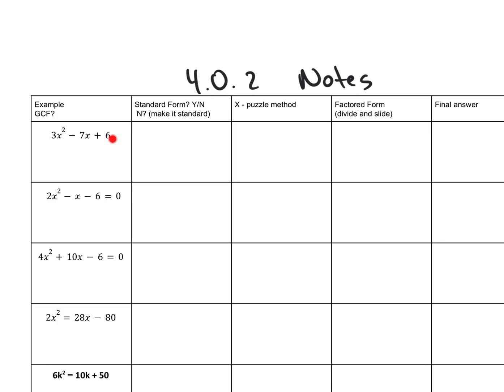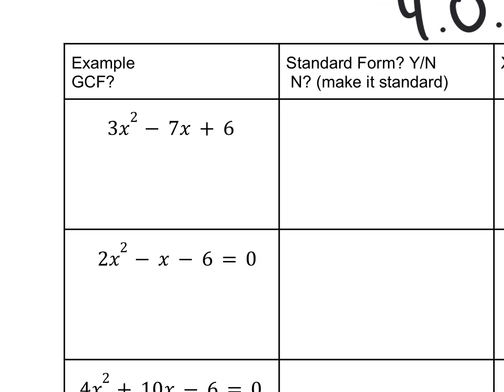So I'll look at my numbers and see what they have in common, or kind of break them down using the GCF notes that we did earlier in the video. For my first term, I have 3 times x times x. For my middle term, I have 7 times x. And for my last one, I have 2 times 3. And we check, do they have something in common? Well, these two have x's, but not here. These two have 3's, but not here. So it looks like there's nothing that they have in common.